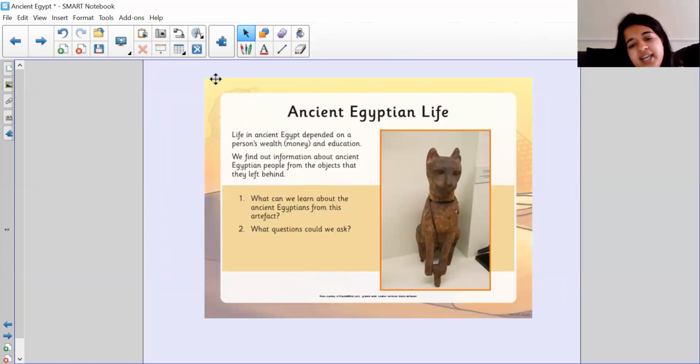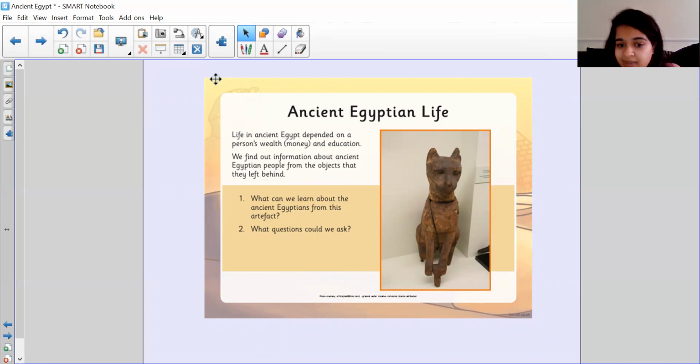Our activity for today is just going to be talking about what we may infer about ancient Egypt life. So we are going to use clues, just like we do in our reading. We're going to use clues, and we're going to use what we know to try and see if we can say anything about ancient Egypt life.